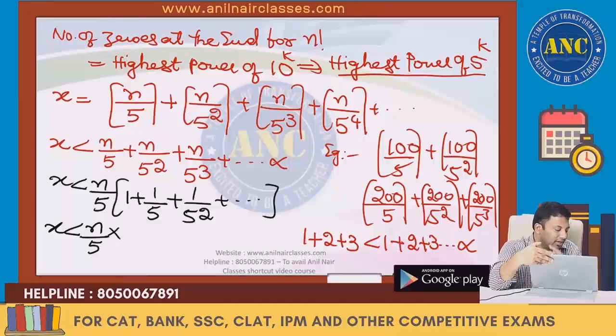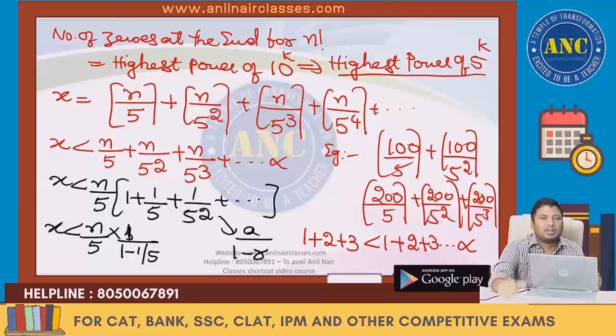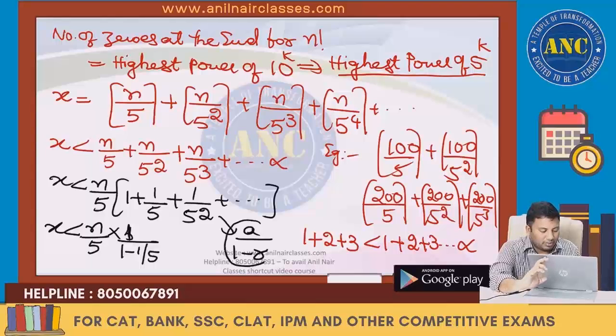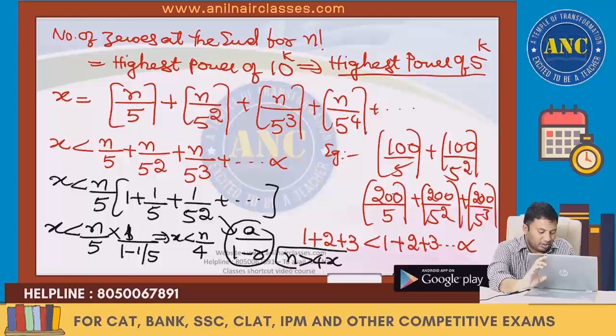So x is less than n by 5 times 5 by 4. How did you get that? This series is a GP series. The sum of an infinite GP series is a by 1 minus r, with r being 1 by 5. So this is nothing but x is less than n by 4. That means n should be greater than 4x. Please make a note of it.